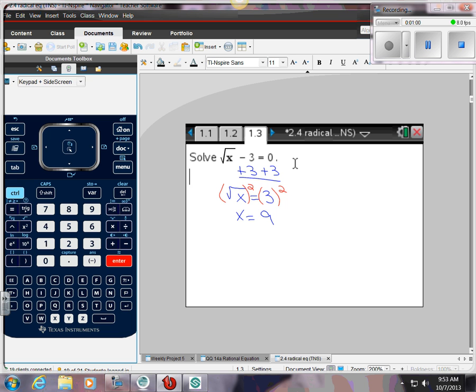What do I absolutely have to make sure that I do? Have to make sure I check it, okay? And if you want to store 9 and see if it checks that way, you can do that. If you want to plug it in by hand and see if that works. What's the square root of 9? What's 3 minus 3? Does it check? So my solution is 9.